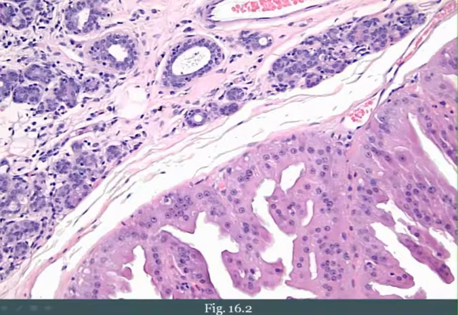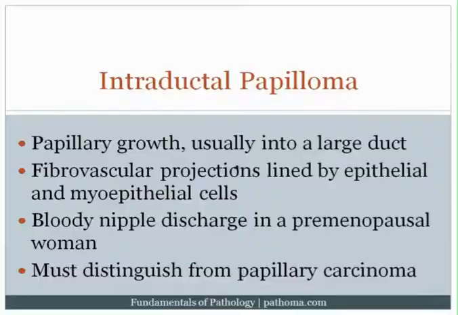Here's a classic picture of apocrine metaplasia. All I'm trying to show you is that these cells have abundant pink cytoplasm, and they're slightly larger than the normal cells. Again, the most important take-home point is for you to know that apocrine metaplasia has no increased risk for breast cancer, despite the fact that it's called metaplasia.